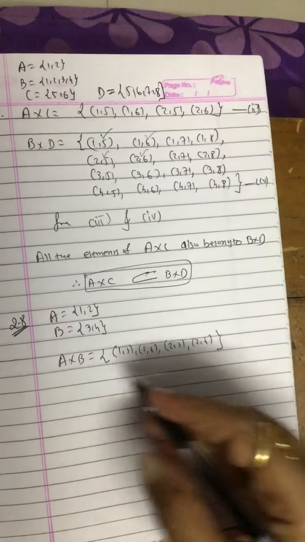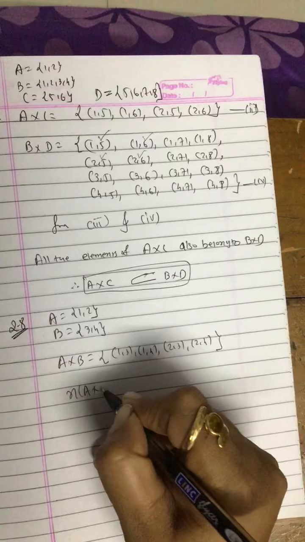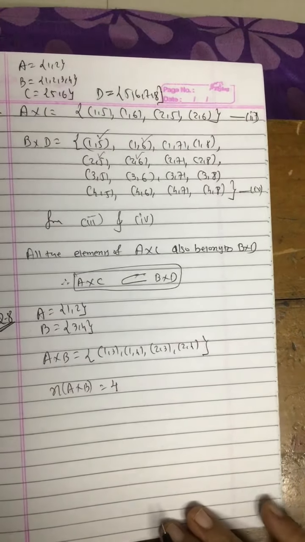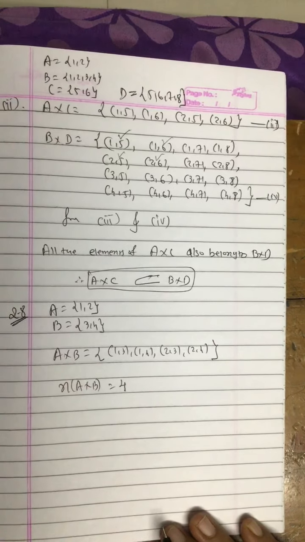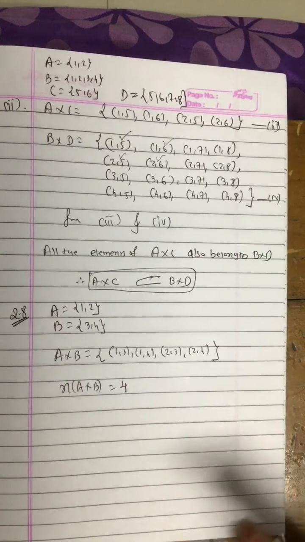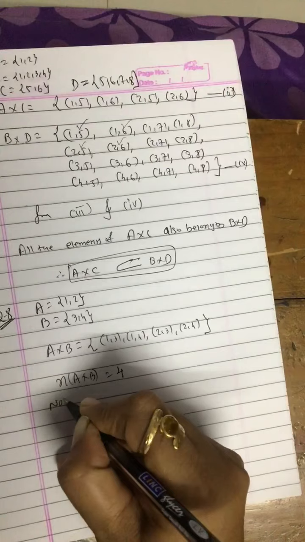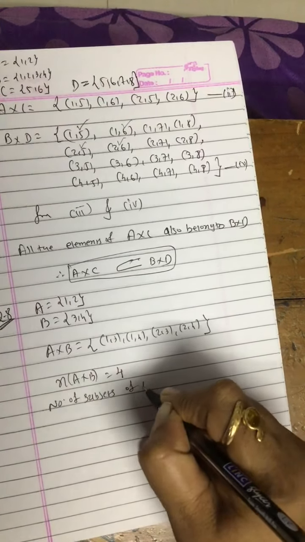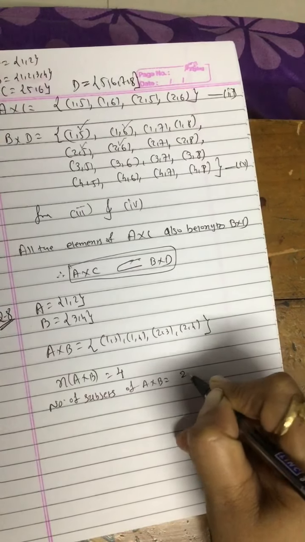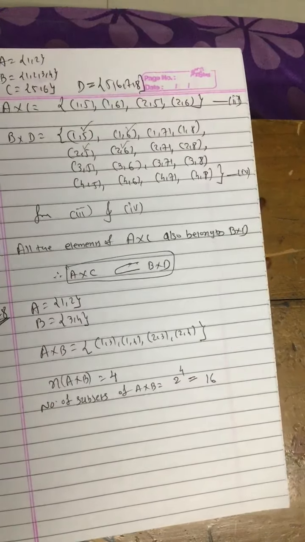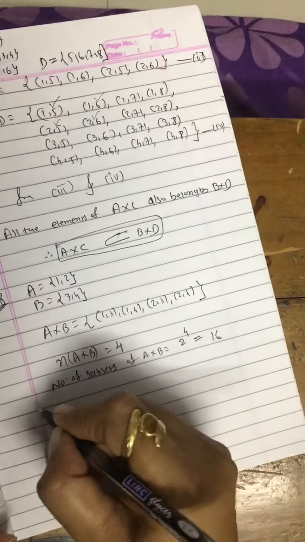So how many elements does A cross B have? The number of elements in A cross B is 4, as there are 4 ordered pairs. Now if a set has 4 elements, how many subsets can it have? The number of subsets a set can have is 2 raised to the number of elements. So the number of subsets of A cross B is 2 raised to 4, and 2 raised to 4 is 16.